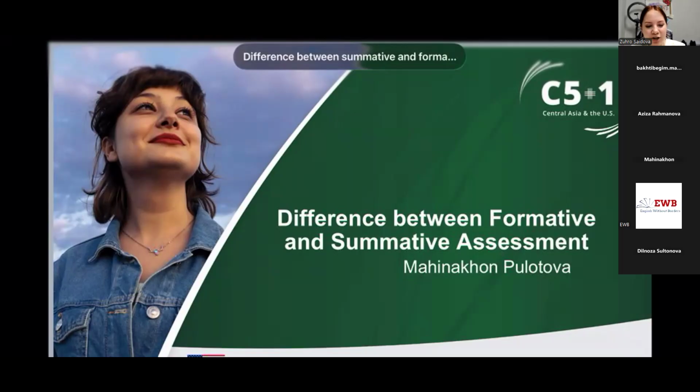We already touched on formative and summative assessment. Yes, Shamsia, you should click on the link. But right now, Mahinahon will explain the difference between these two in more detail. And I hope that by the end of today's class, everyone will have a clear understanding of what is formative and what is summative assessment, when to use which type of assessment, and also the importance of each type of assessment. So, dear Mahinahon, over to you.